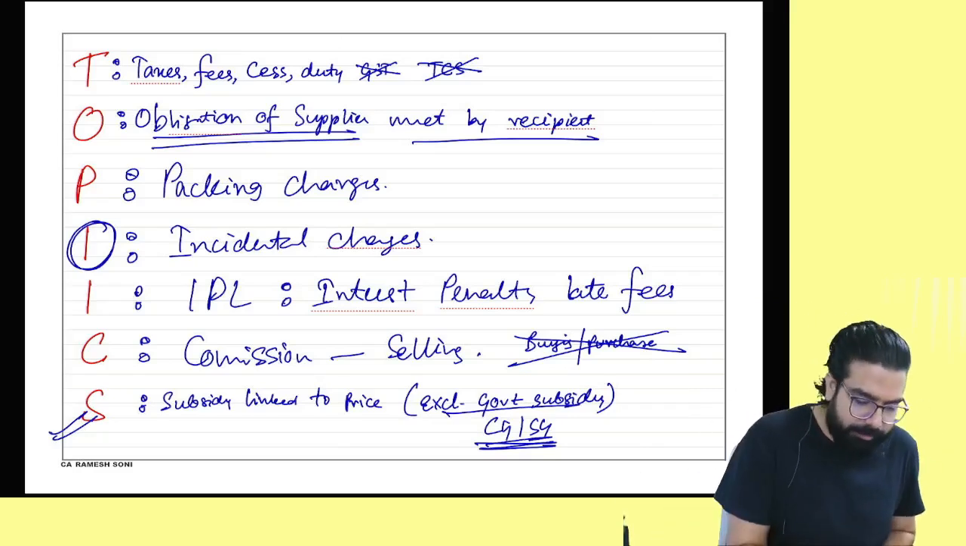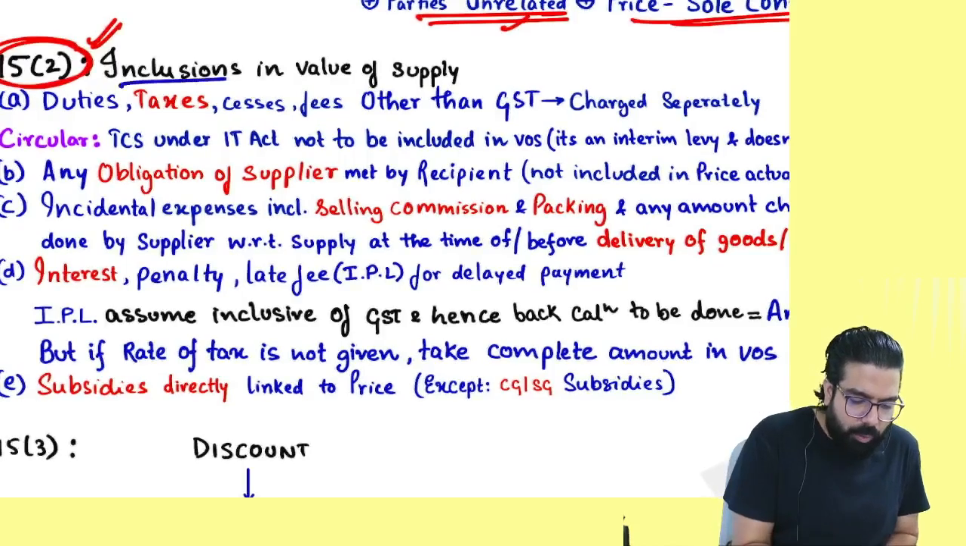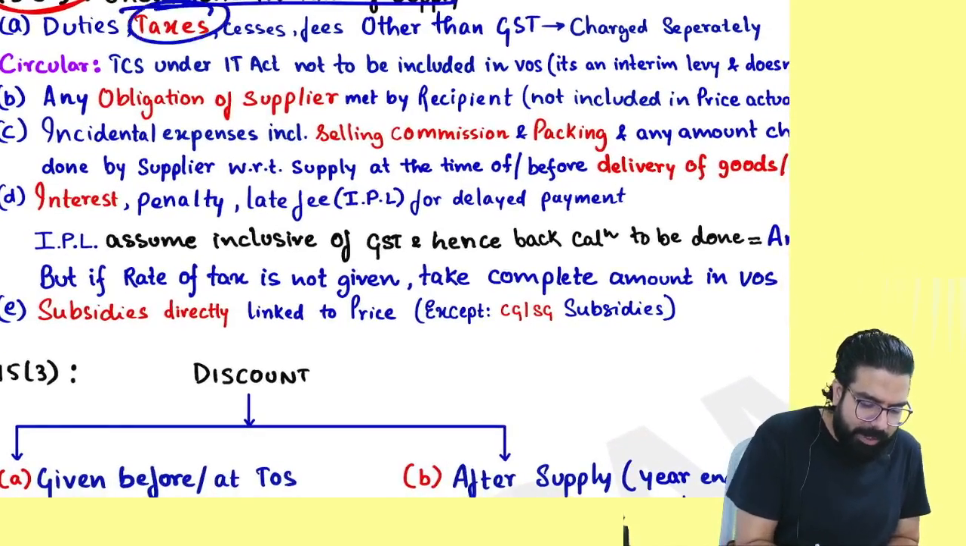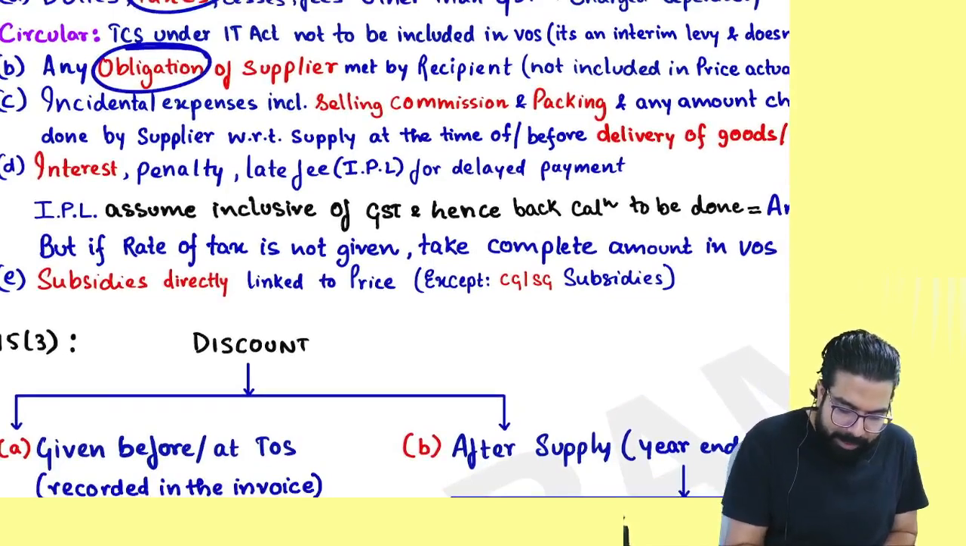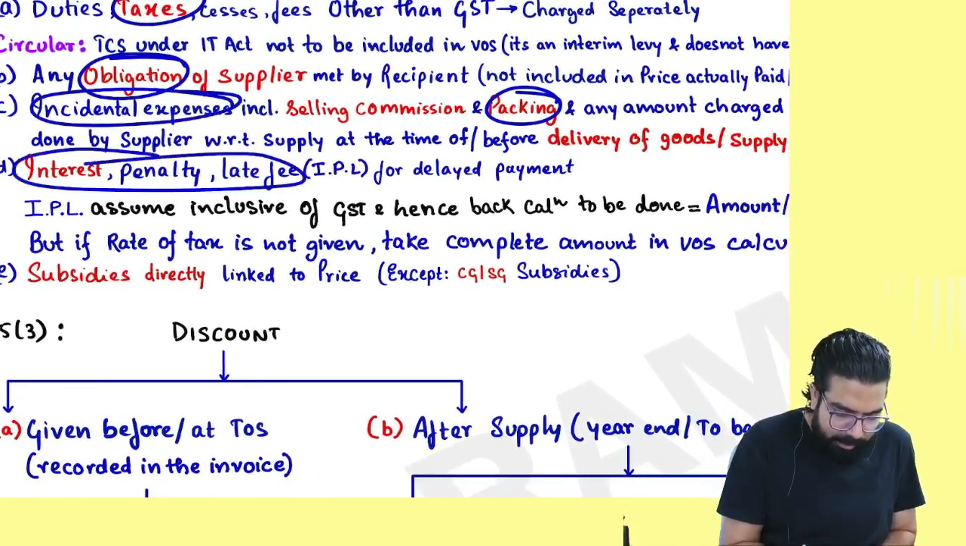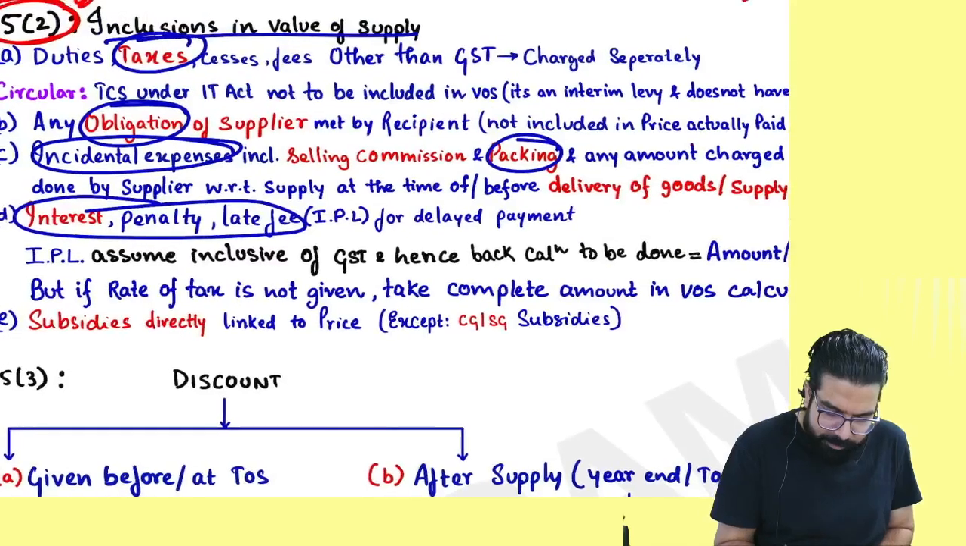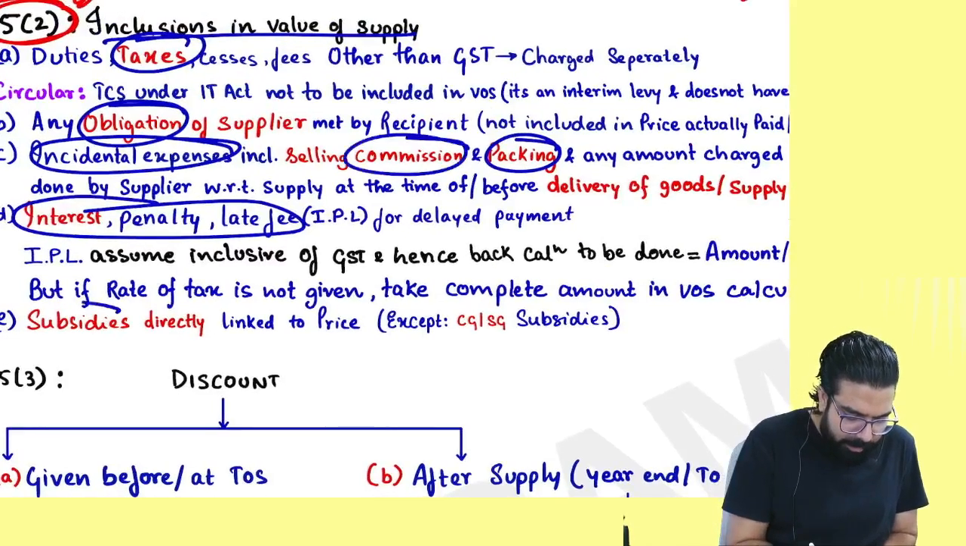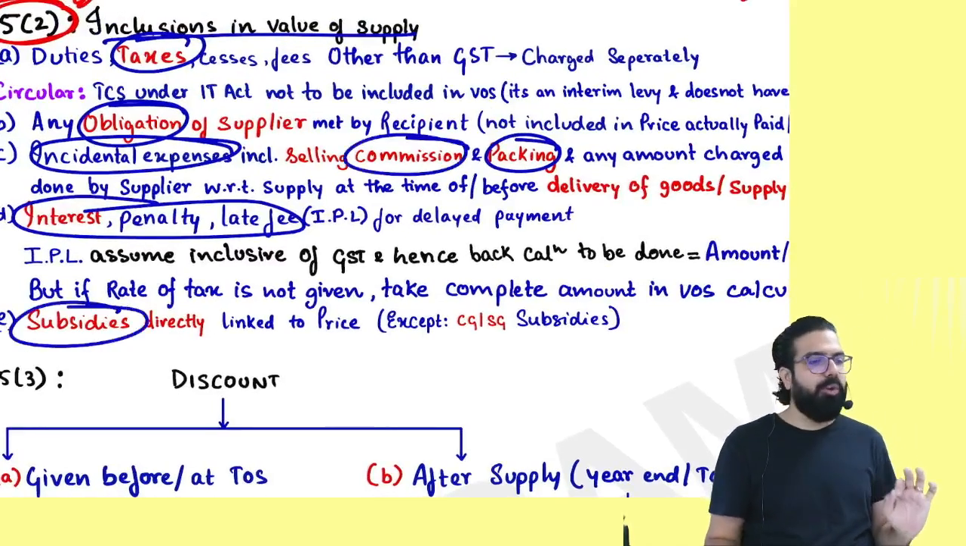Chalo, let's go ahead. Everyone over here now, I went ahead and told what are the things to be included? TOPICS, I, C is commission, and S. Are we clear, everyone? Will you be able to do it now?